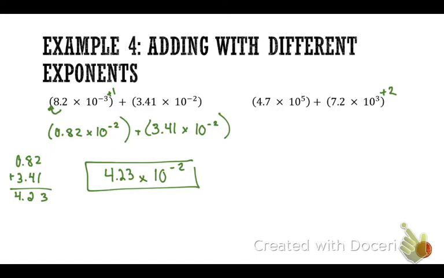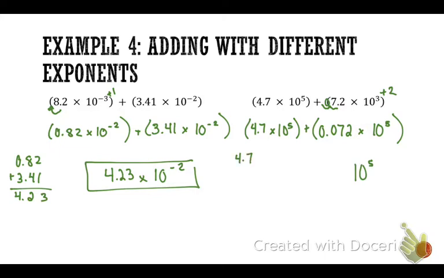2. So bring down your first expression. I'm not changing the first one. 4.7 times 10 to the 5th. Plus, now I have to bump my decimal 2 places, which means I need a 0 in front of the 7. 0.072 times 10 to the 5th. Now that I have my common power, I can bring it down and I can add my numbers together.